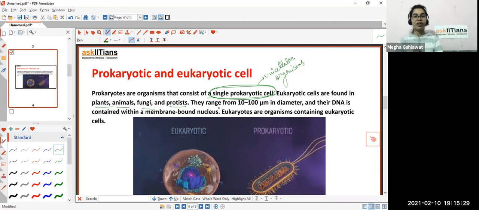Now back to the prokaryotic and eukaryotic cell. The prokaryotic cells are smaller and eukaryotic cells are larger. Why? Because the eukaryotic cells have to accommodate a large number of organelles, whereas the prokaryotic cells do not have to accommodate any kind of advanced organelle in the first place. Moving to another difference, the DNA is contained within a membrane bound nucleus in the eukaryotic organisms. Eukaryotic organisms have the DNA enclosed in a nucleus.